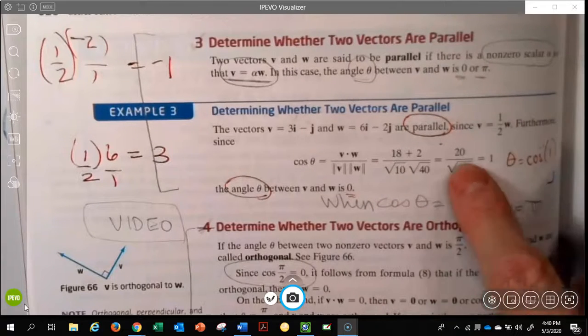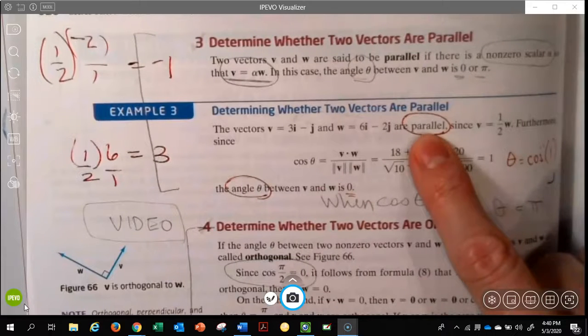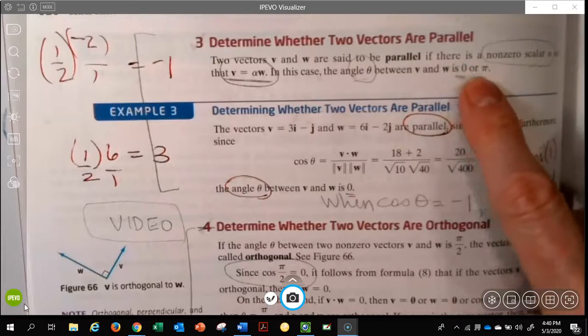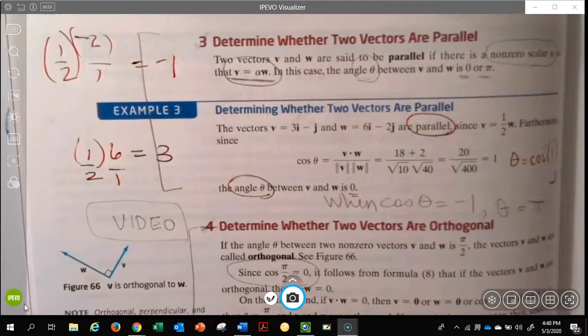So I need to know two parts. How can I declare if it's parallel? And if it is parallel, how to know if my angle is 0 or pi.